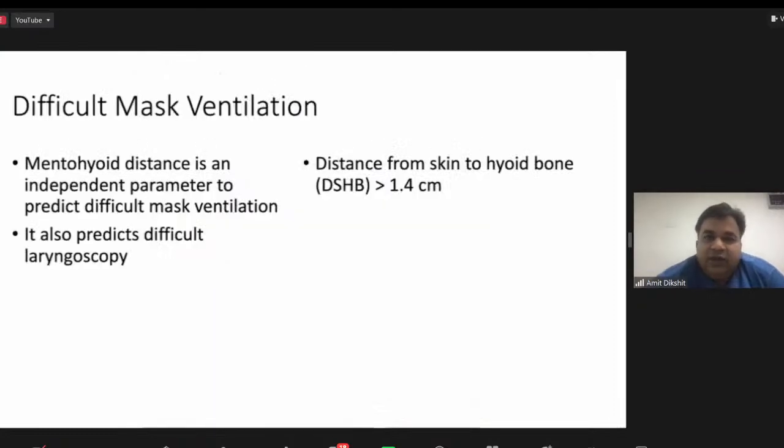So we have looked at various studies, and what are we talking about when it comes to difficult mask ventilation? The distance from skin to hyoid, if it is more than 1.4, it predicts difficult mask ventilation. I'll be showing you the literature review as well, but the latest article says that further detailing and studies are required in this regard.